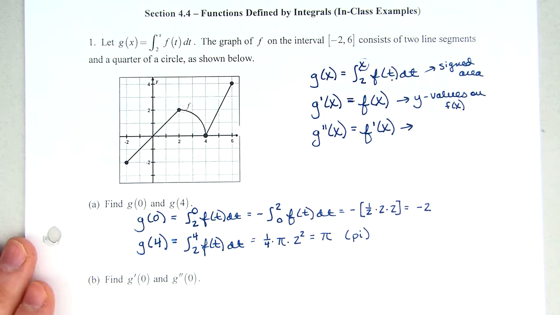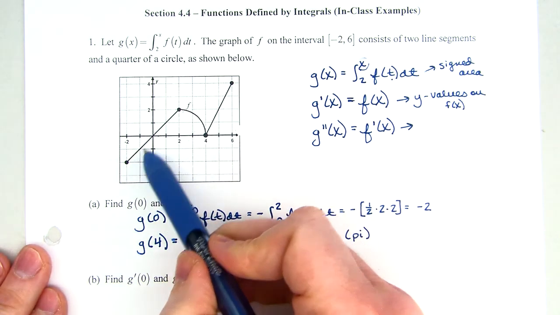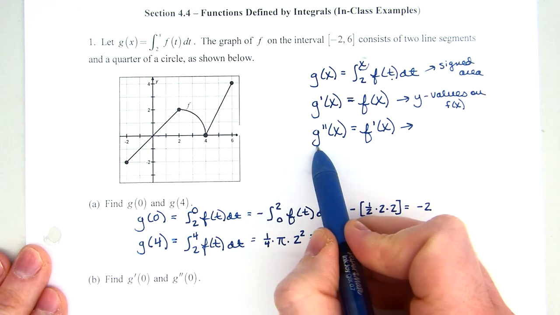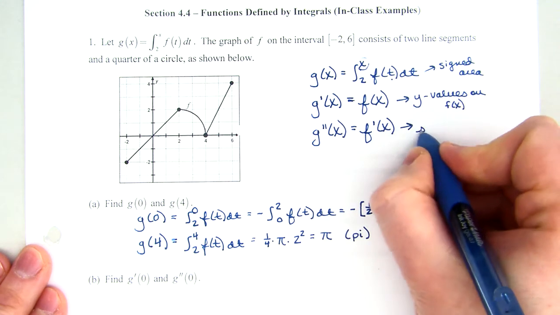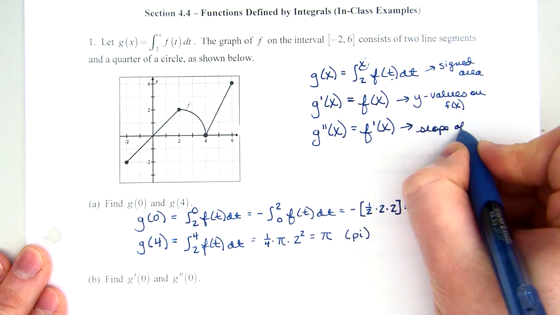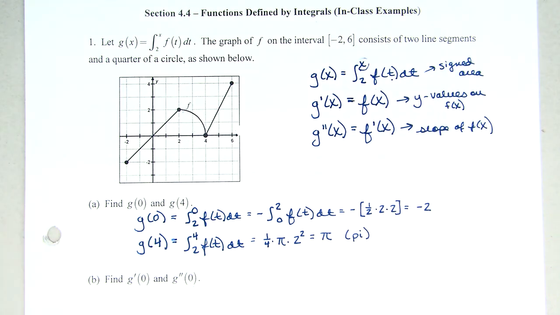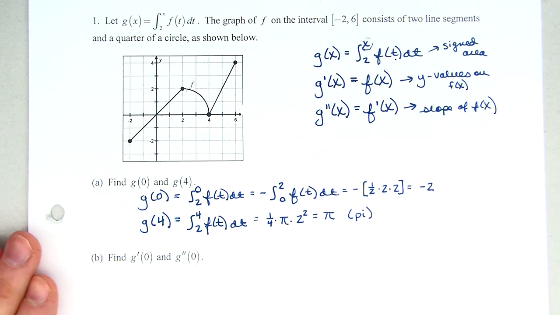g double prime of x is f single prime of x. f prime represents the slope of the graph of f of x. If I want information about g double prime of x, that should be the slope of the graph of f of x. And you know what? Maybe I shouldn't have done this. Maybe we should have taken a look at letter B before getting into the interpretations. Let's take a look at B.